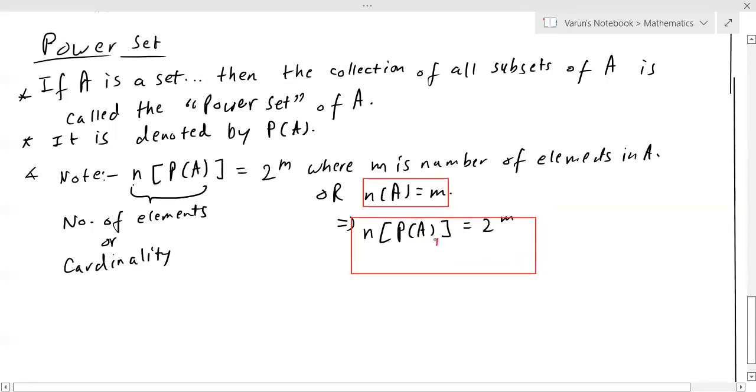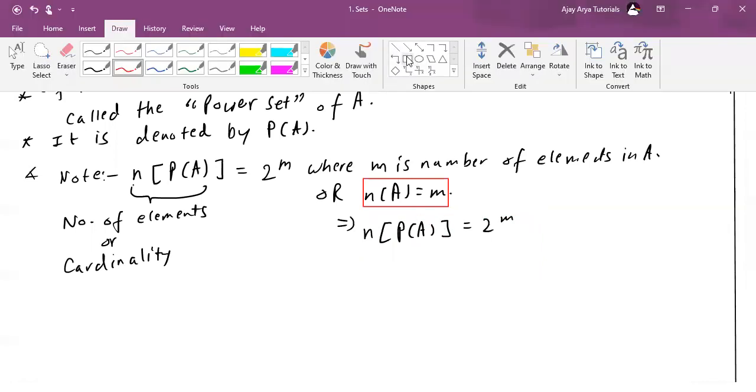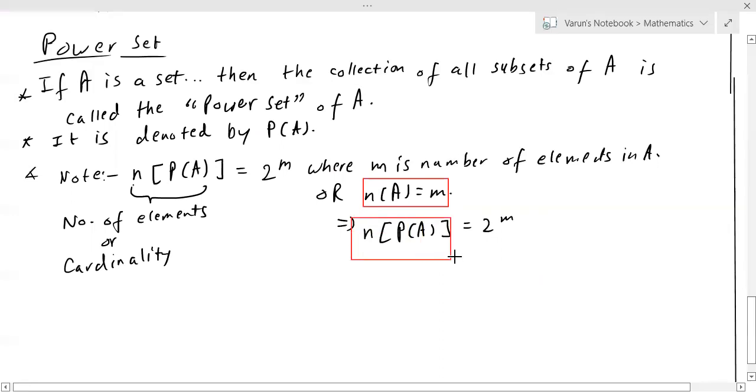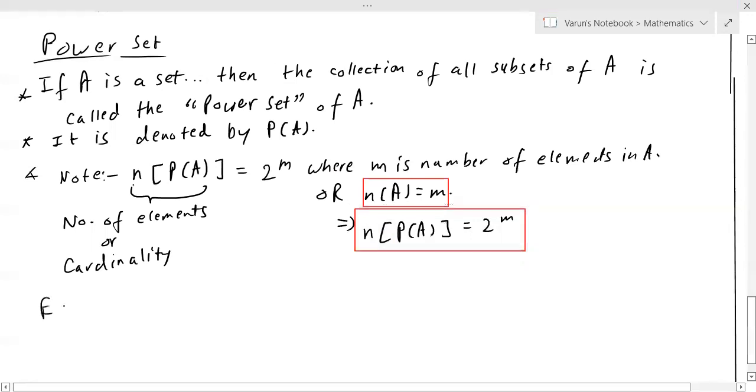Please note this down. Could you give me an example for this? I am going forward with the example of this one. A very small example, just to keep it clear for you. Example: set A is equal to {1, 2}. Then what will be the power set of A? Power set of A is a set which contains all the subsets of A. So can you please name all the subsets of A?